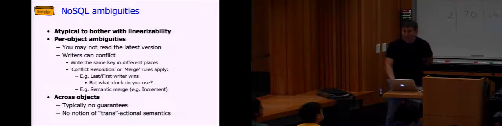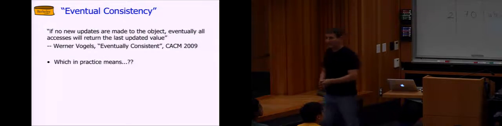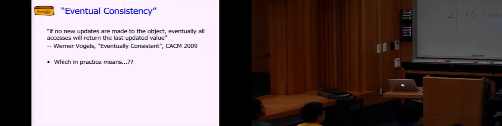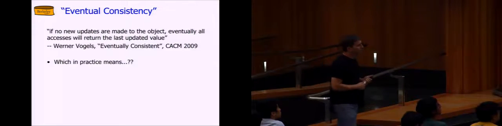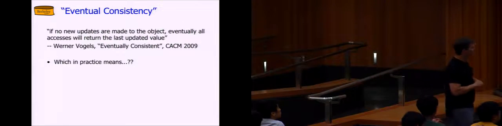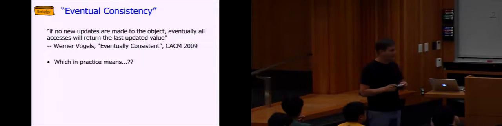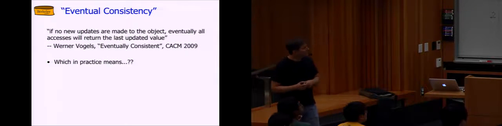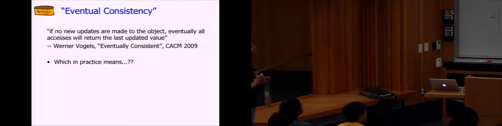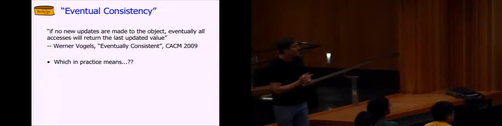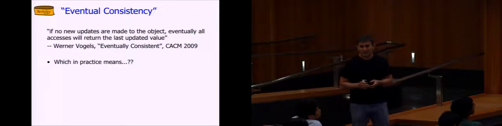Right? But they do give you something comfortingly called eventual consistency. They all will promise you, it's okay, it's eventually consistent. So what does that mean? Well, Werner Vogels, who heads up the AWS stuff, wrote a paper about this. He's a former professor at Cornell. And his description of eventual consistency is this. If no new updates are made to the object, eventually all accesses will return the latest updated value.